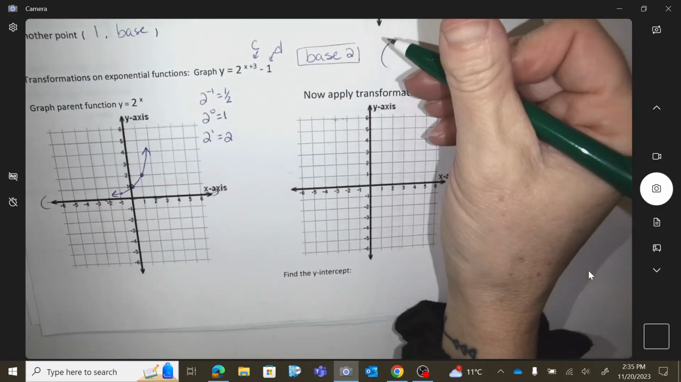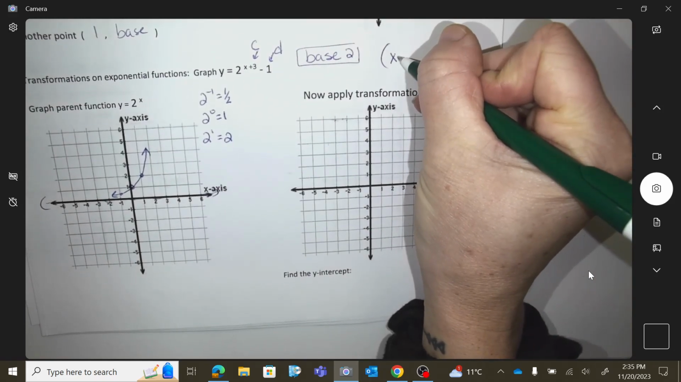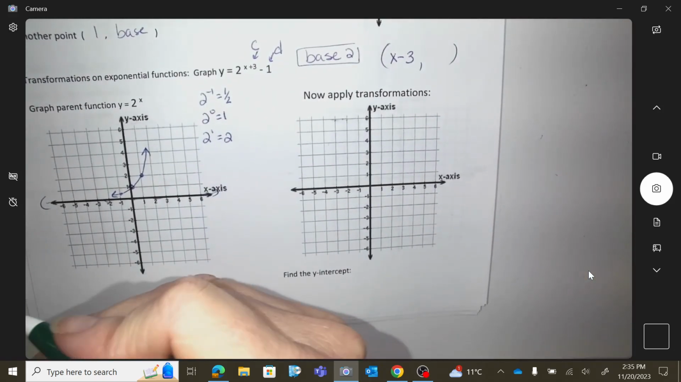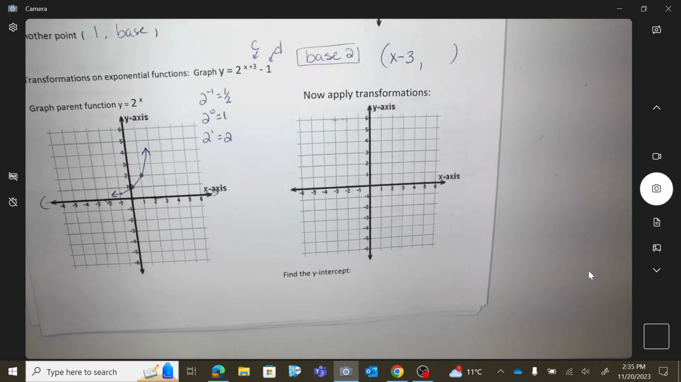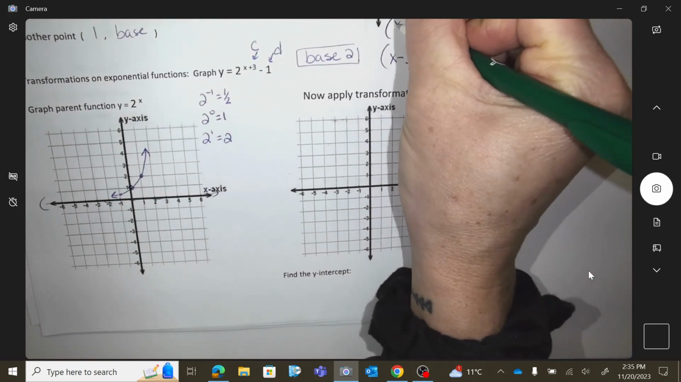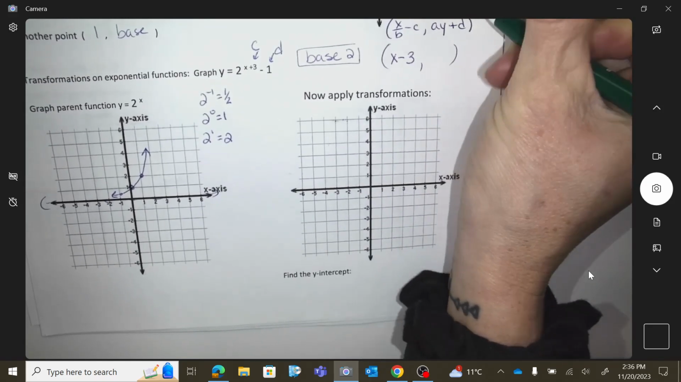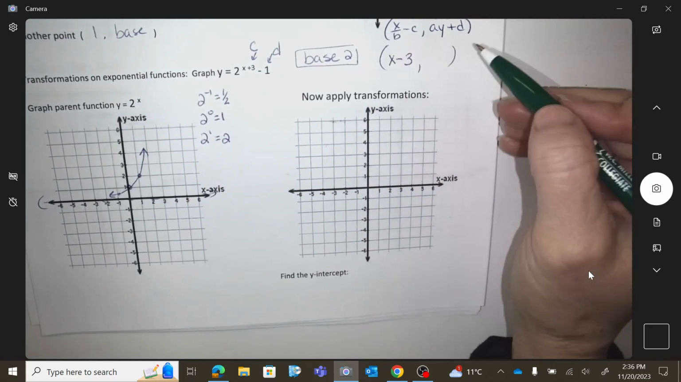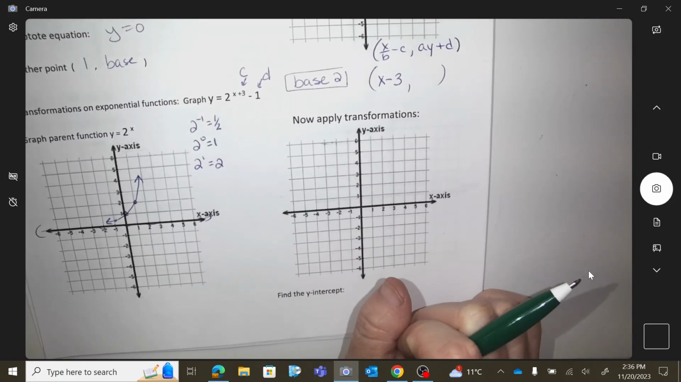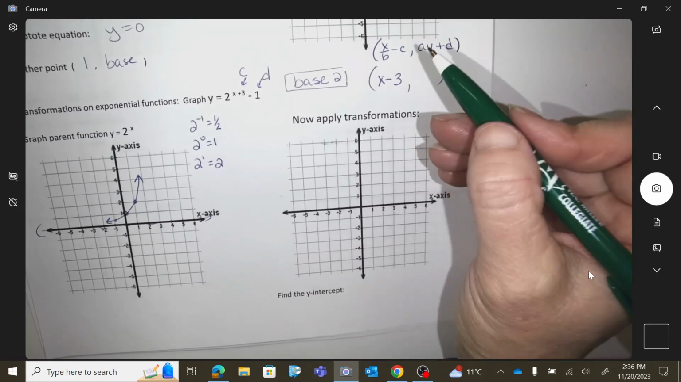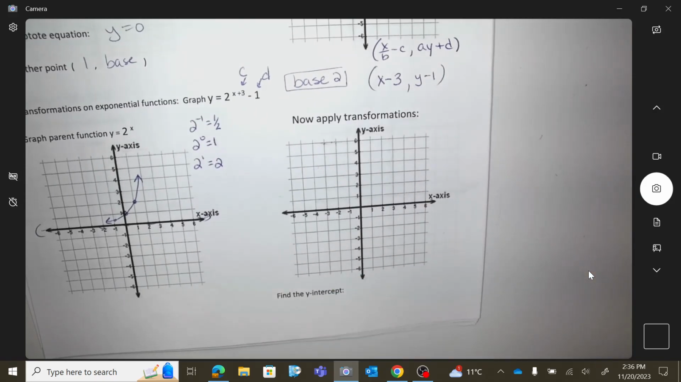You do x subtract 3. Remember that formula? I'm going to write this whole formula out for you in case you forget. I told you you can never forget that. It just keeps going on forever, right? And I'm going to do a y minus 1.